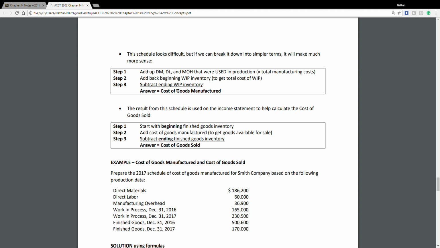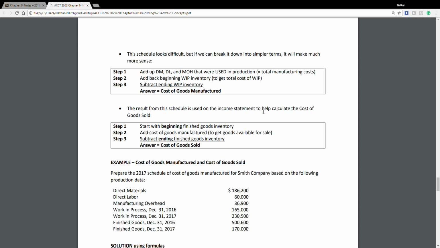Okay, so basically what was in at the beginning of the year compared to what has gone out. That will help us figure out the total cost, because this is our total cost for the year right now. And then once we subtract the ending, we know how much was actually made and moved to finished goods.